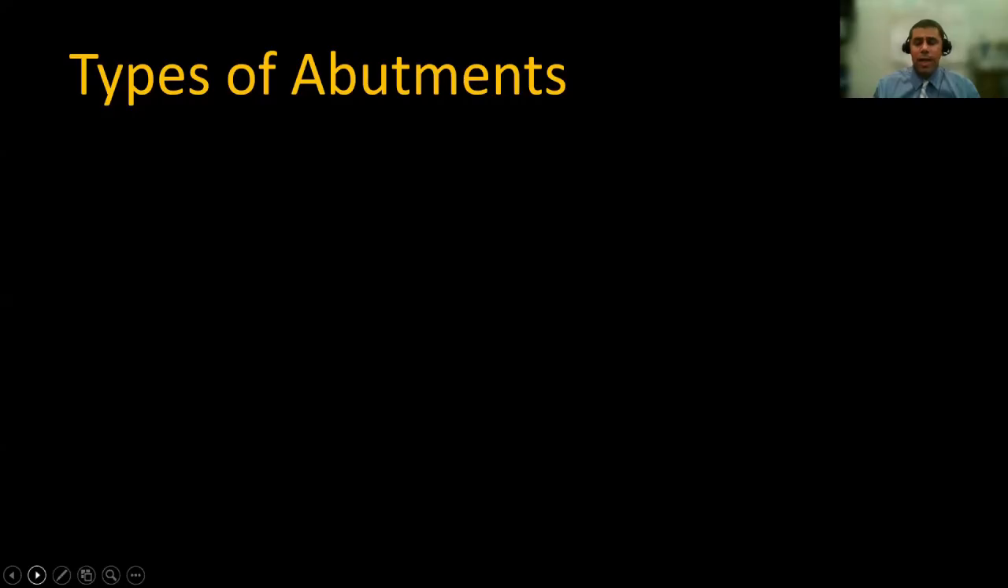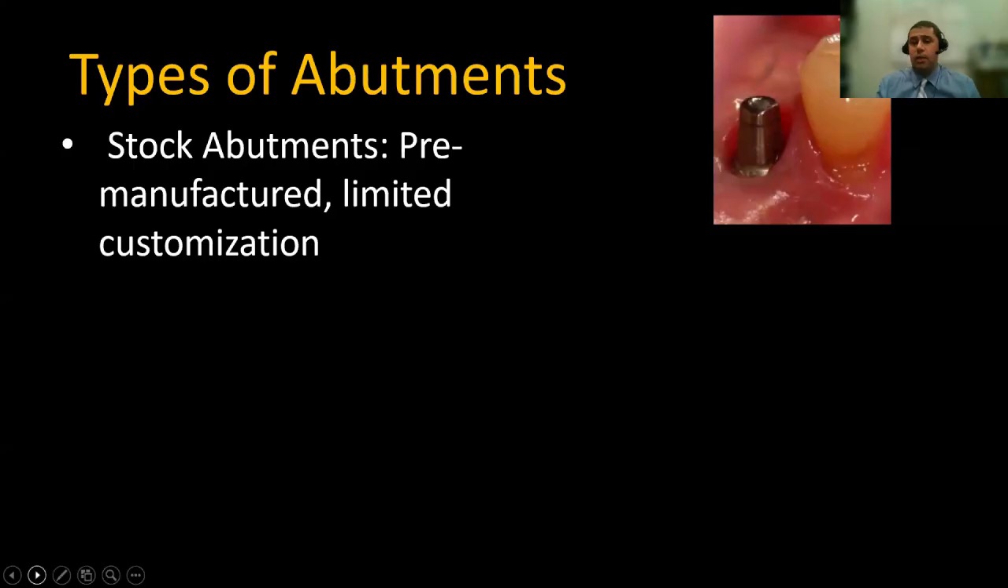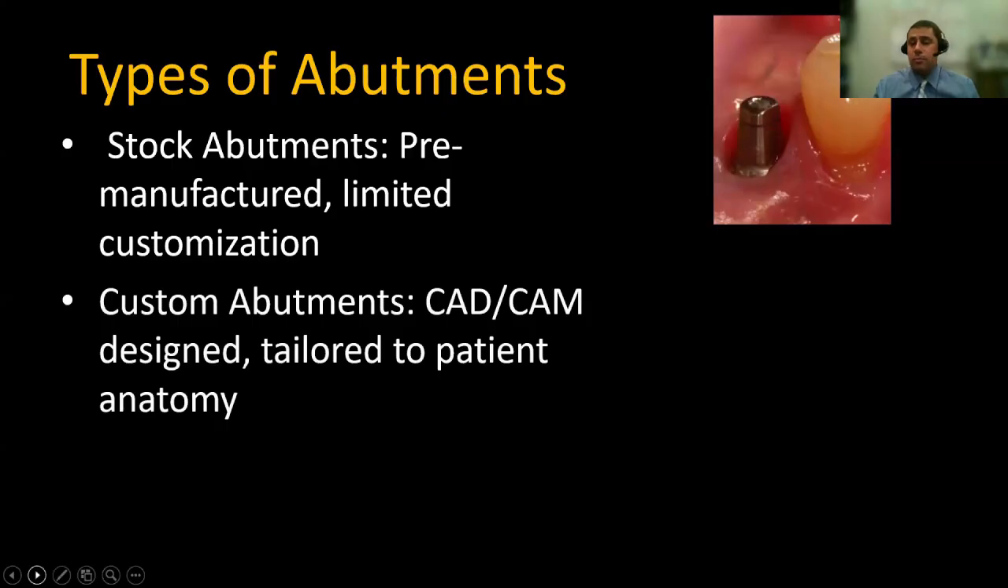Now we start talking about the types of abutments utilized in implant dentistry. Obviously, there are stock abutments. These are pre-manufactured and limited in customization. However, we have used those for years and they can be successful if they are selected properly. For example, here, this is the direct abutment from the Astra system. There are the custom abutments, which can be fabricated through CAD/CAM technology, and these are tailored to patient anatomy. So they are pretty much patient specific.